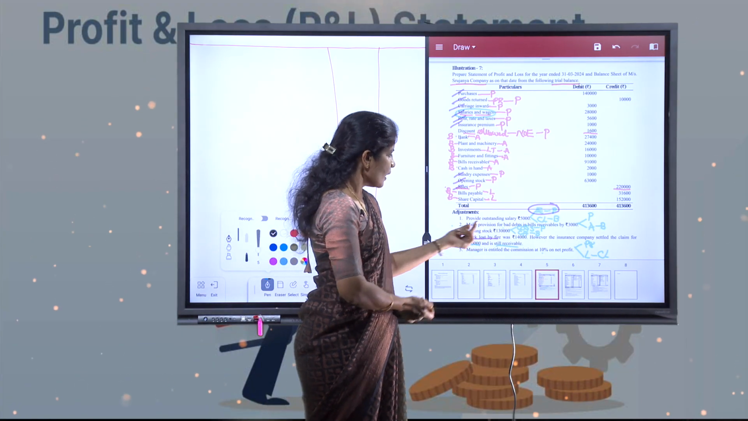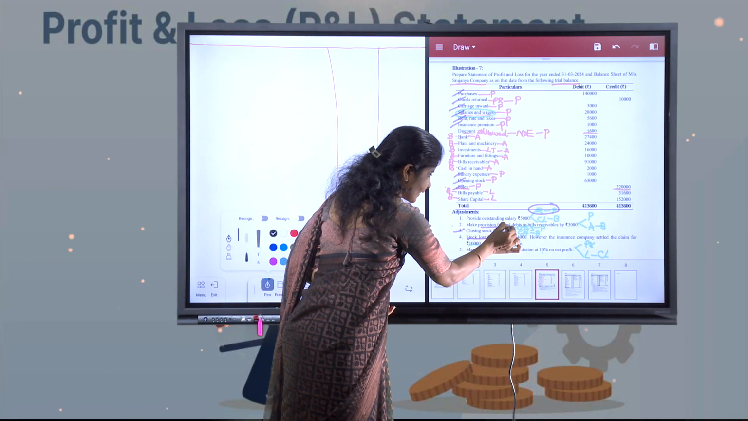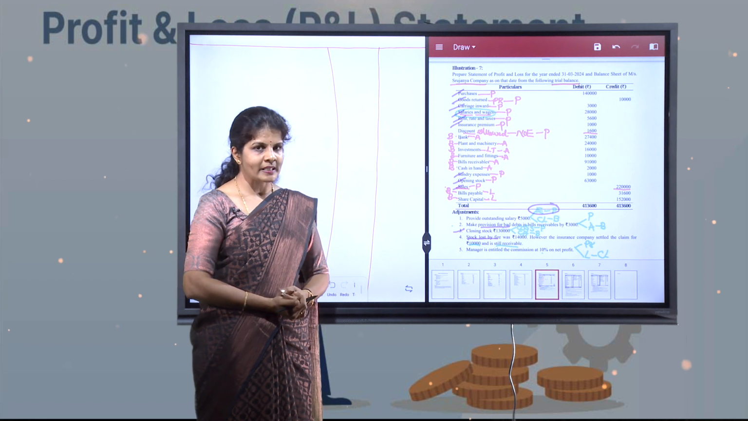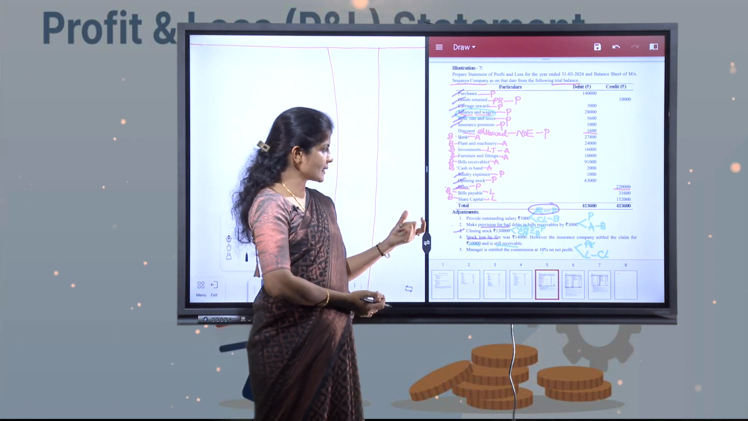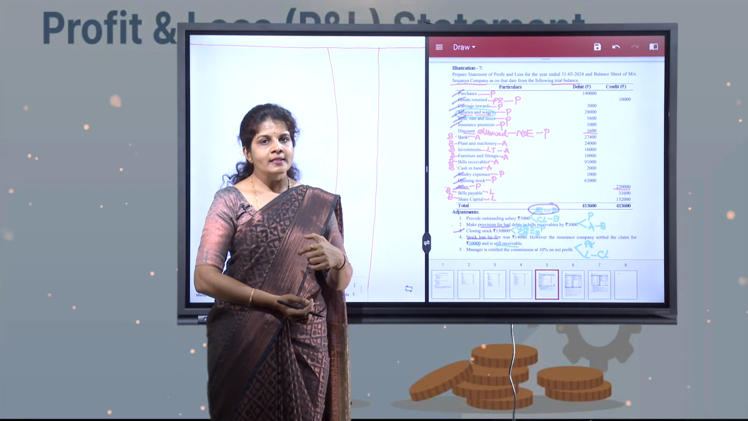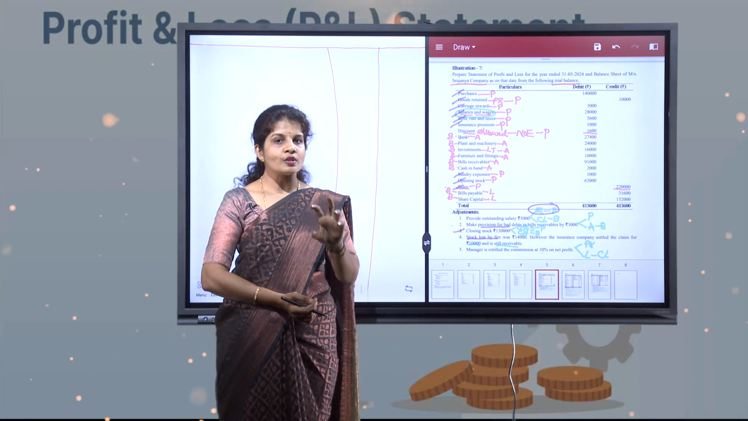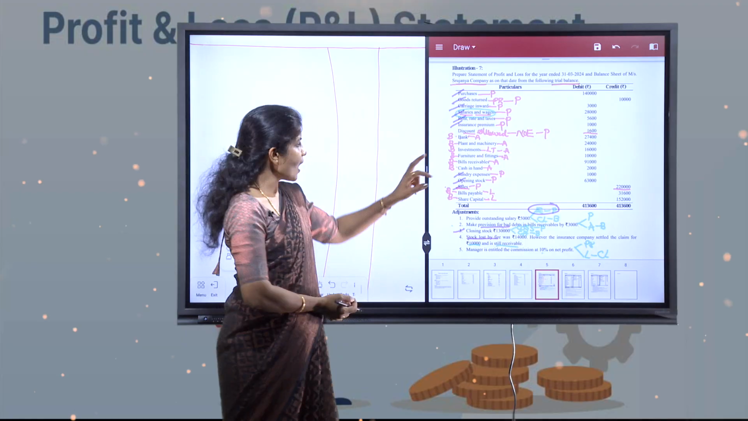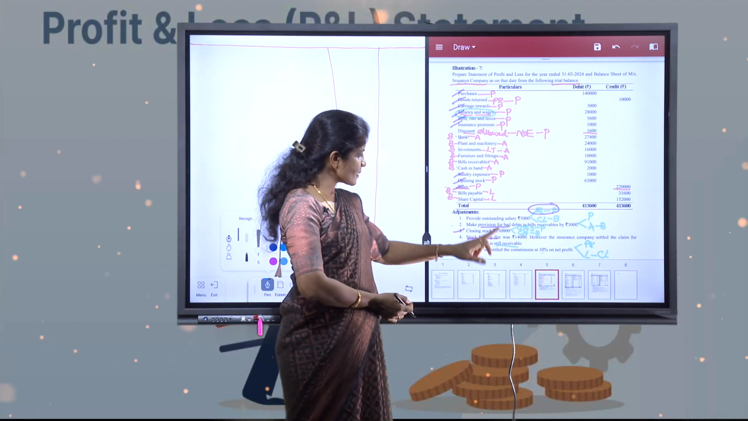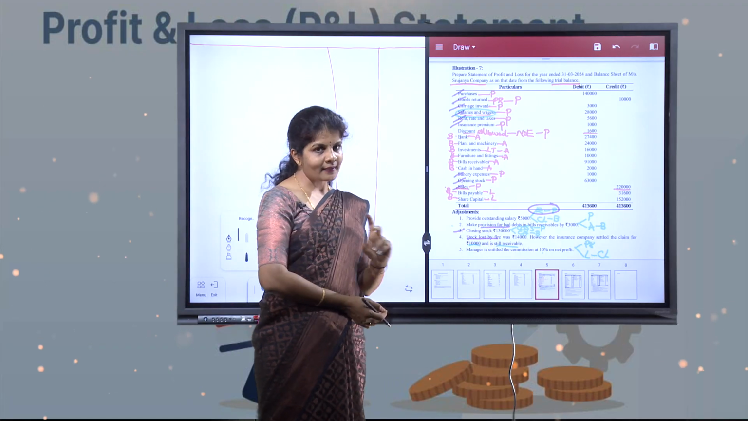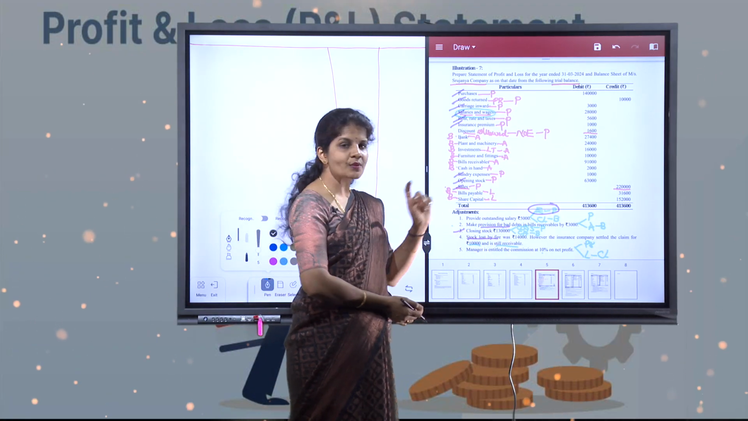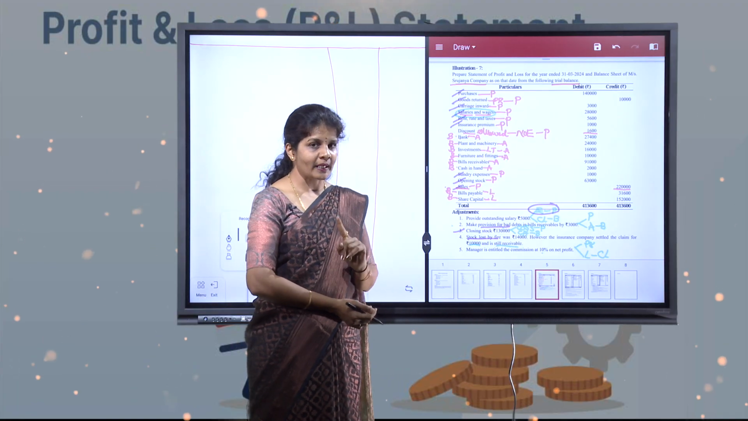But here this provision for bad debt also, this can be taken as an operating expense also. Why? Because this bad debt arises because of the goods sold, correct? But how we have taken this discount allowed as a non-operating expense, in the same manner creating the bad debt is not actually an operating activity, so this provision for bad debt will be taken as a non-operating expense.